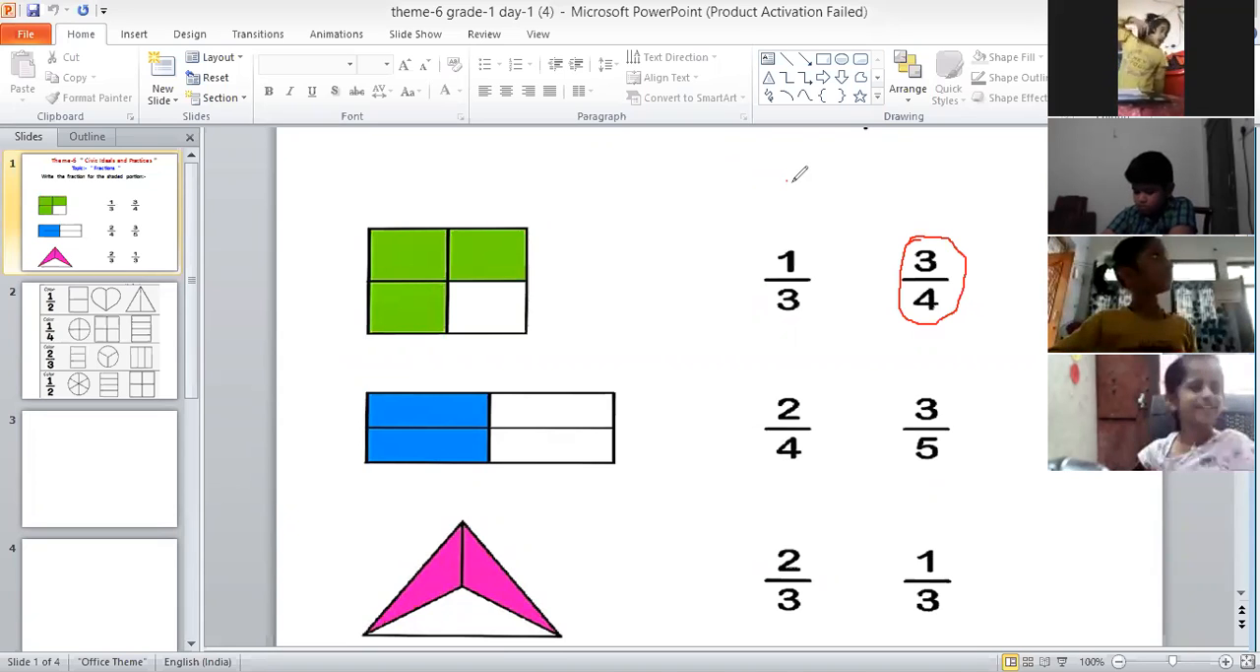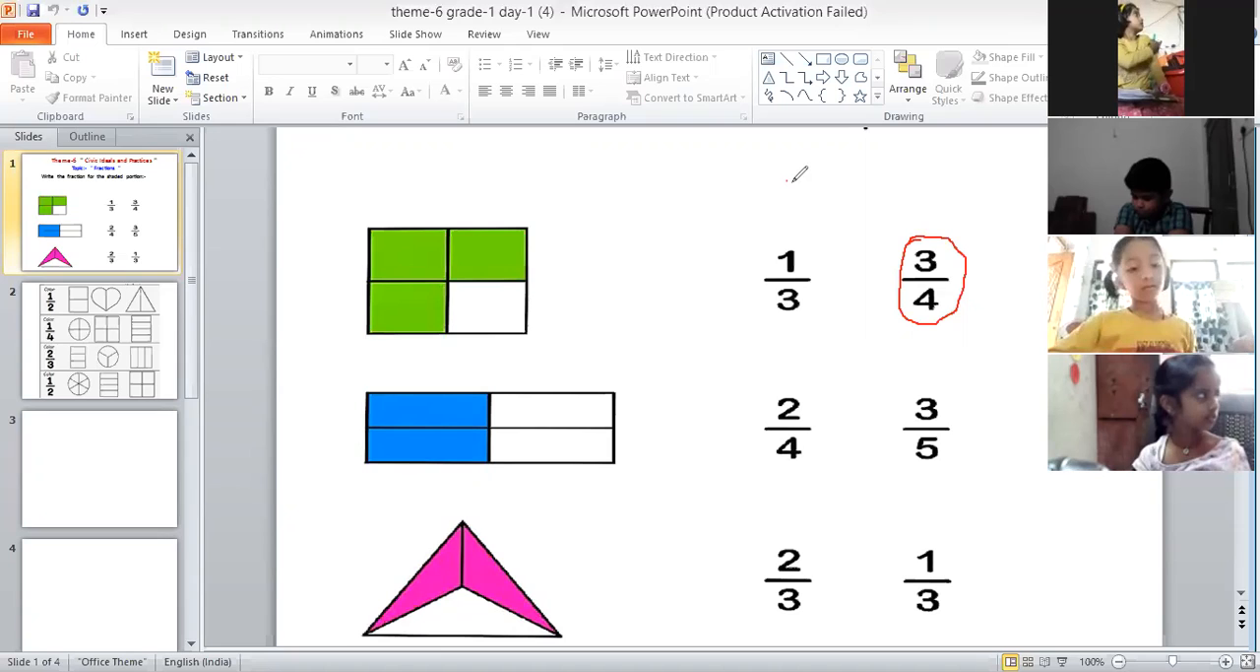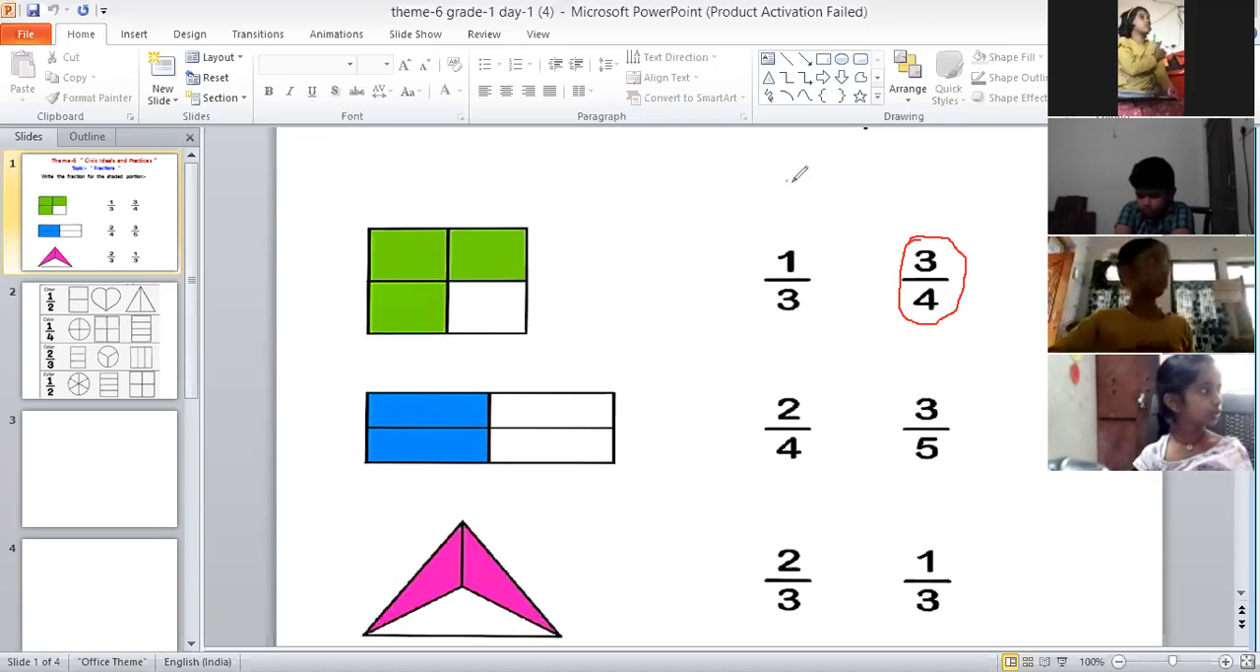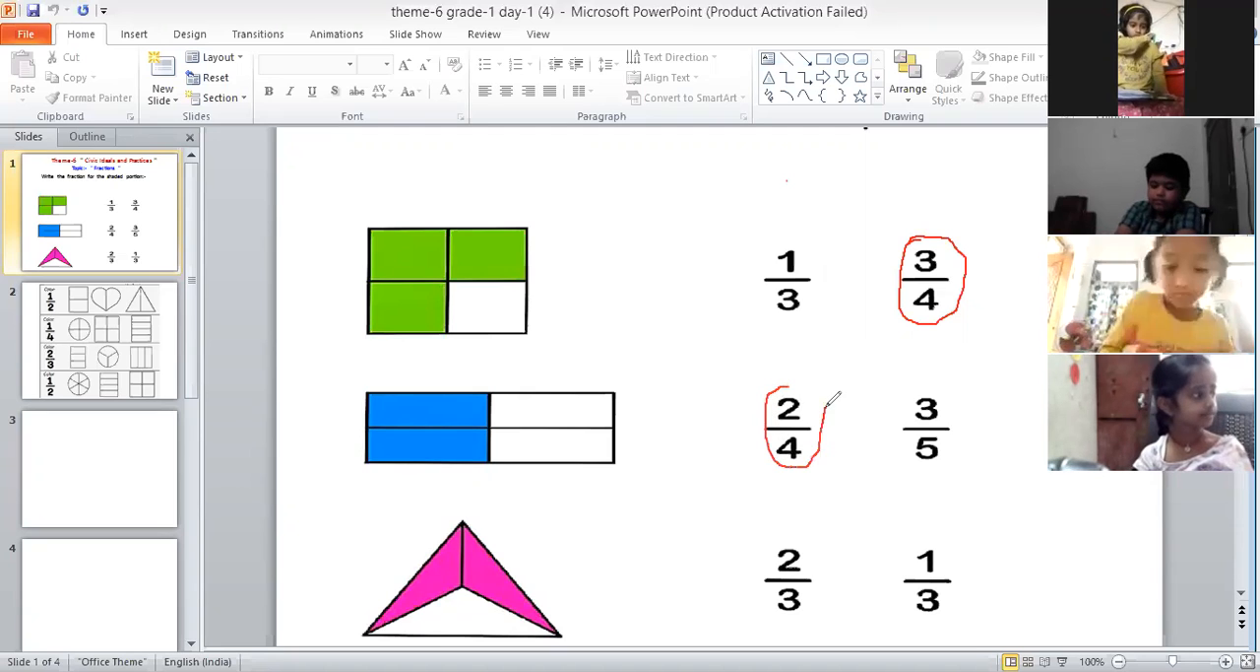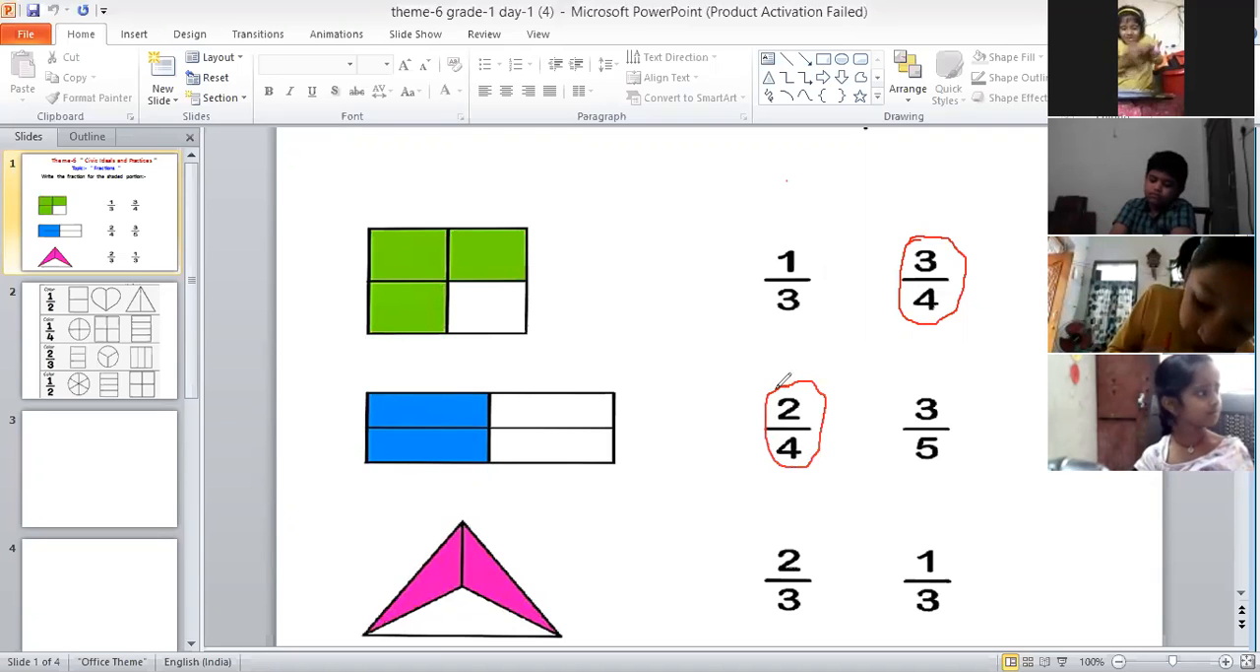Now tell me Bhavashrit, what will be the fraction for this? 4/2. Is it 4/2? 2/4. Okay, so correct answer will be 2/4. Yes, that's the right answer. Yes, children, your first option is correct in second bit, that is 2/4.